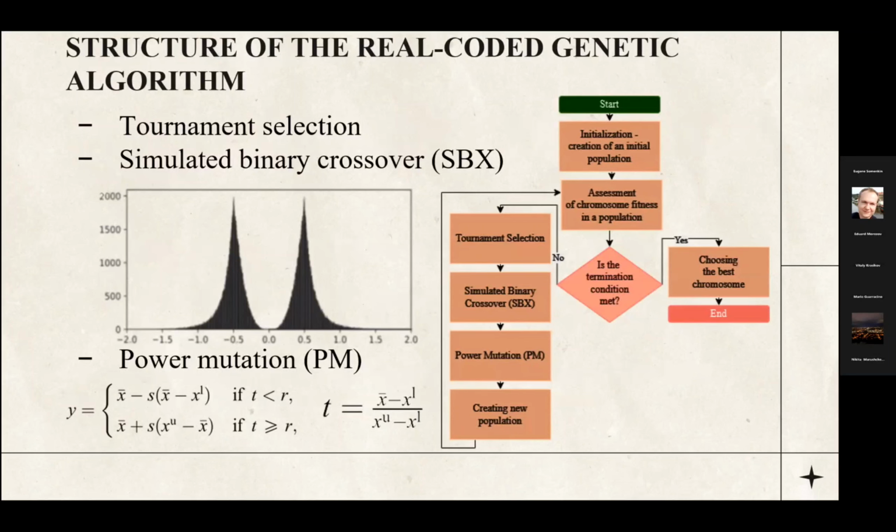In my work, I use a real-coded genetic algorithm, the block diagram of which you can see on the screen. The selection operator used is tournament selection. The crossover operator used is simulated binary crossover. The distribution graph is displayed on the screen. The mutation operator used is power mutation, and the formulas for its computation are shown on the screen.